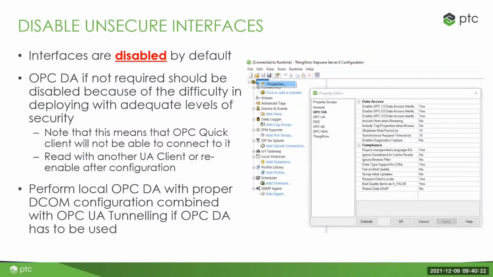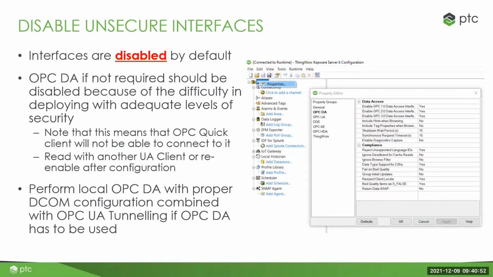Okay, the next thing is something that is quite obvious, but it's hard to enforce sometimes, right? So interfaces that we have are disabled by default, but sometimes during your troubleshooting, or maybe another system integrator comes in, you may have enabled something along the way just to test certain features, right? So remember to disable those that are not used by default, right? And if you don't need OPC DA, you should disable it.